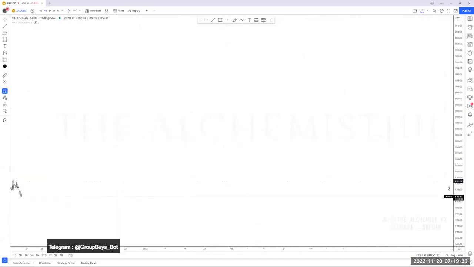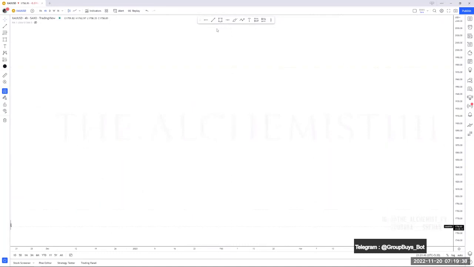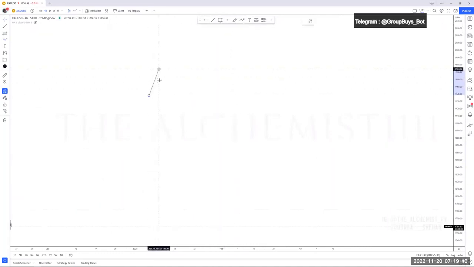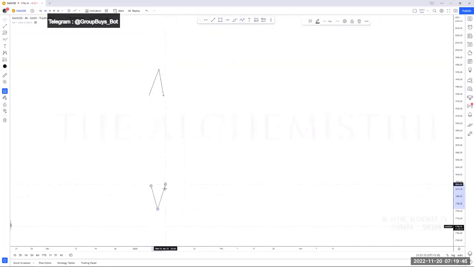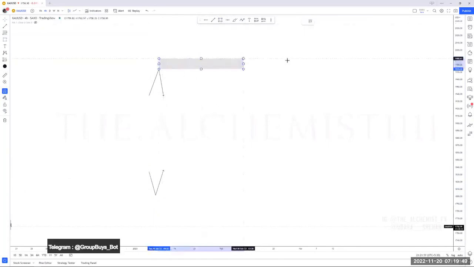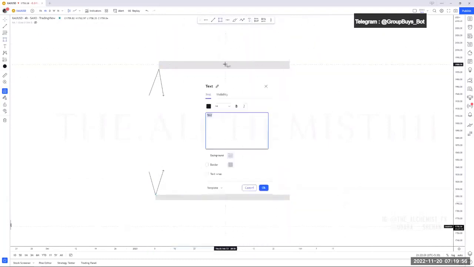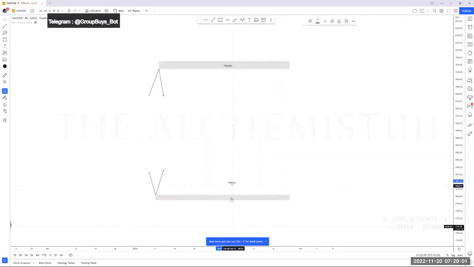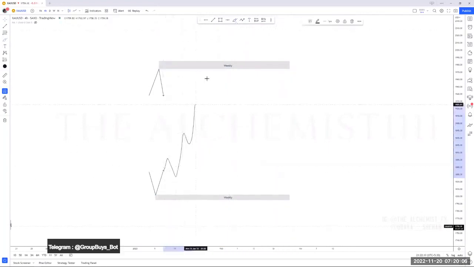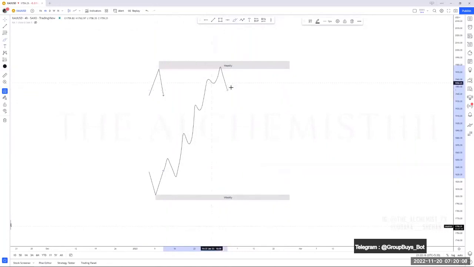Let me just draw it out properly and then explain. Let's say we had something like this: resistance and a support on the daily. Let's say this was actually the weekly. Now let's say the market is coming back into a weekly zone and did this.